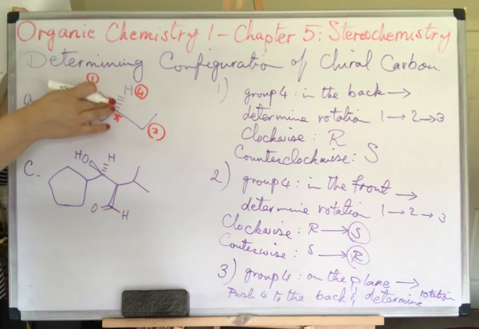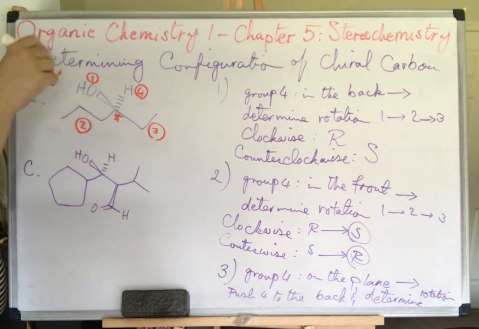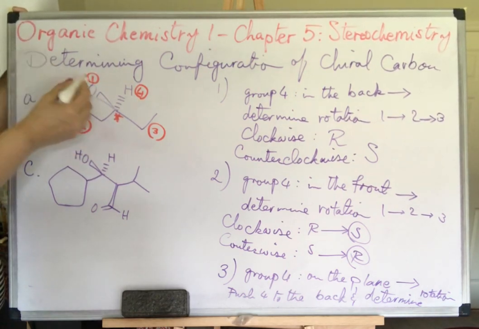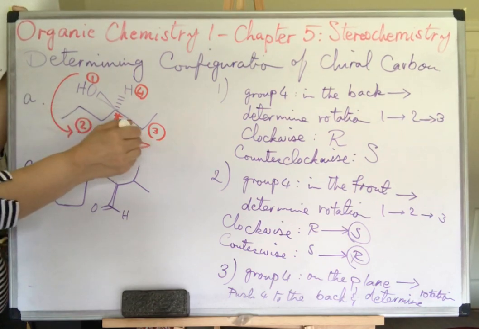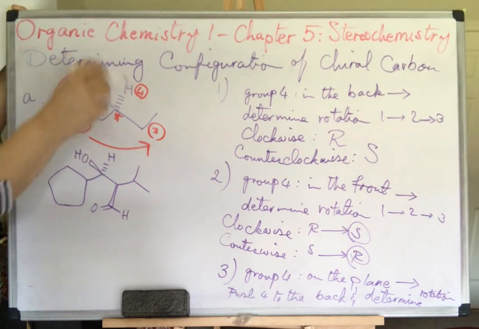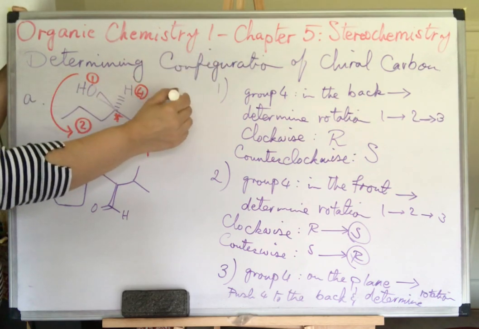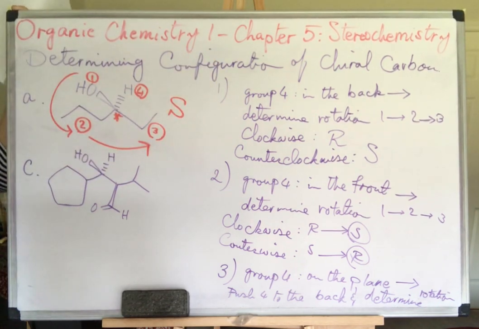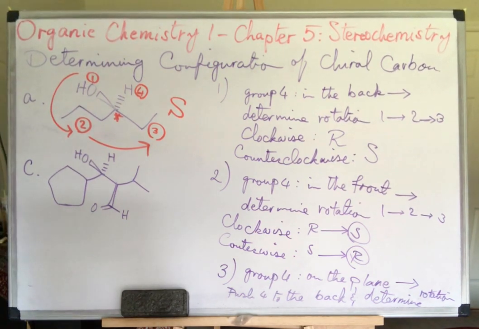Now, the least priority group, hydrogen, is already in the back. So determine the rotation from group 1 to 2 to 3. 1 to 2, 2 to 3. It is counterclockwise, so it's situation number 1. Counterclockwise makes it S. Let's move towards C.